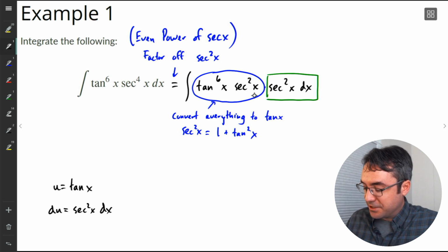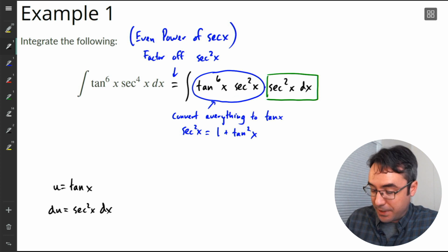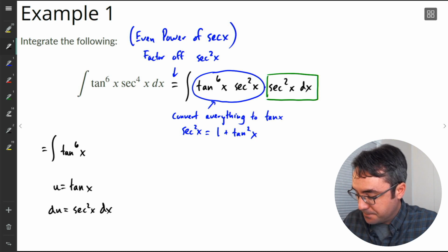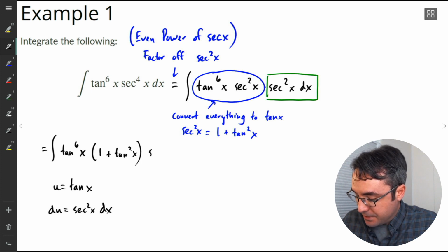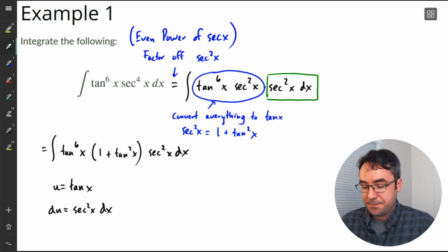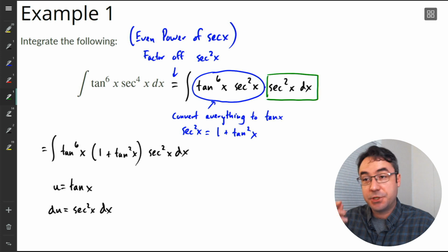All right, so let's actually fill that in. So we know what secant squared x is equal to. So this is going to become 1 plus tangent squared. So we're going to have the integral of tangent raised to the power 6 times 1 plus tangent squared x. And then we still have that secant squared x dx there at the end. And now if we look at this, we're in good shape for our substitution.